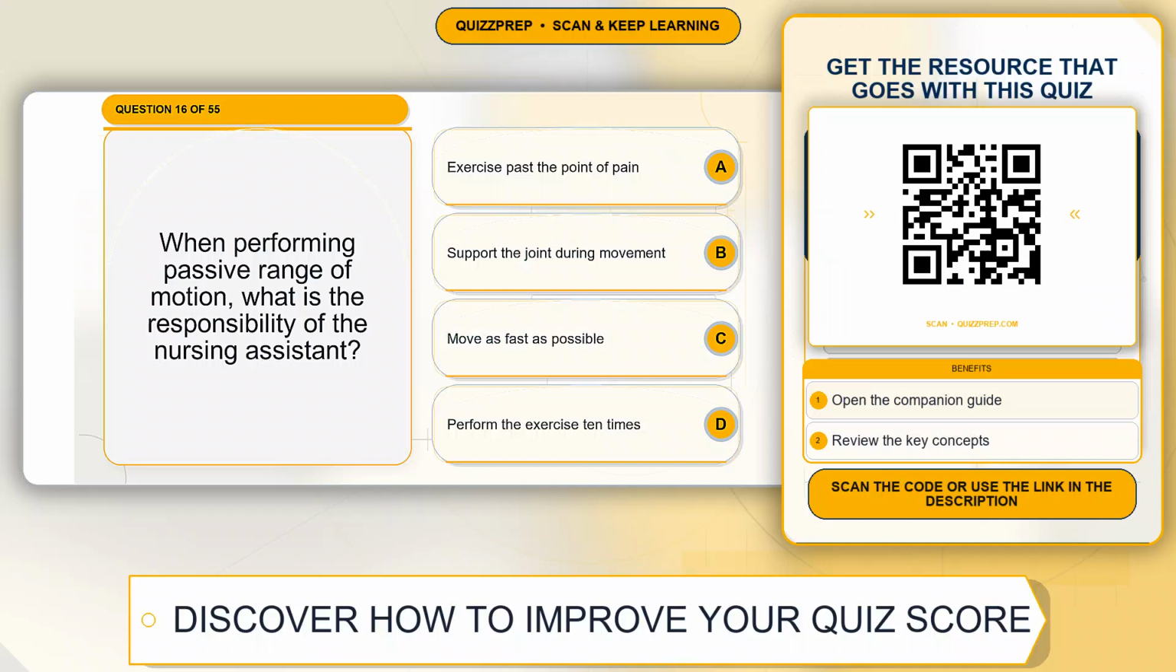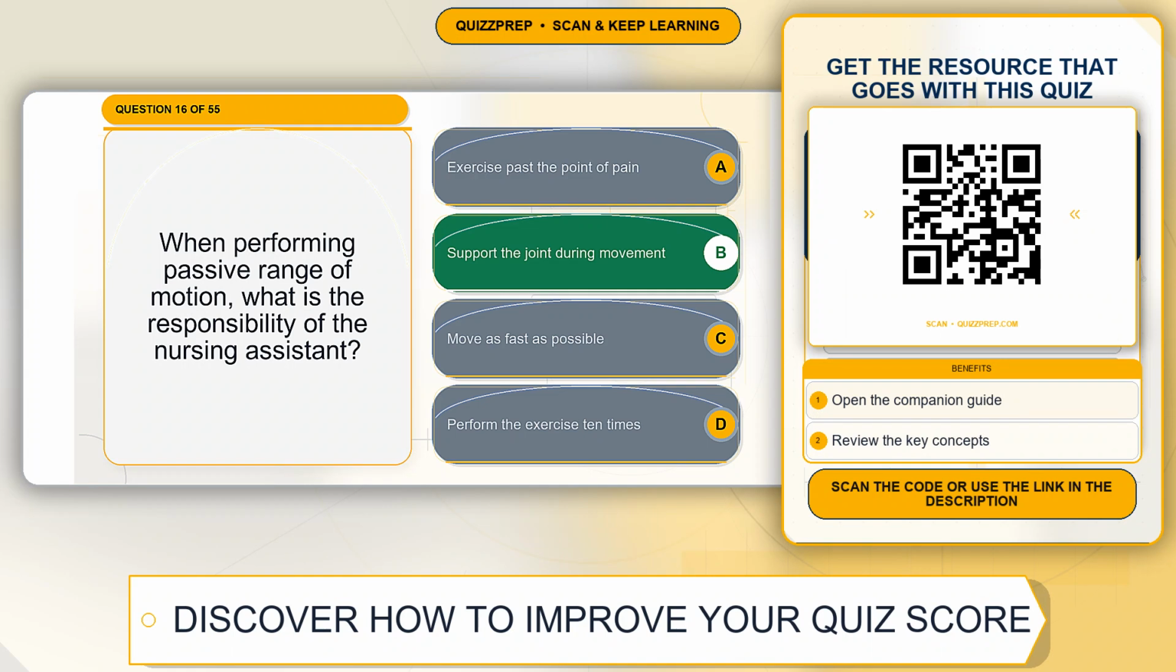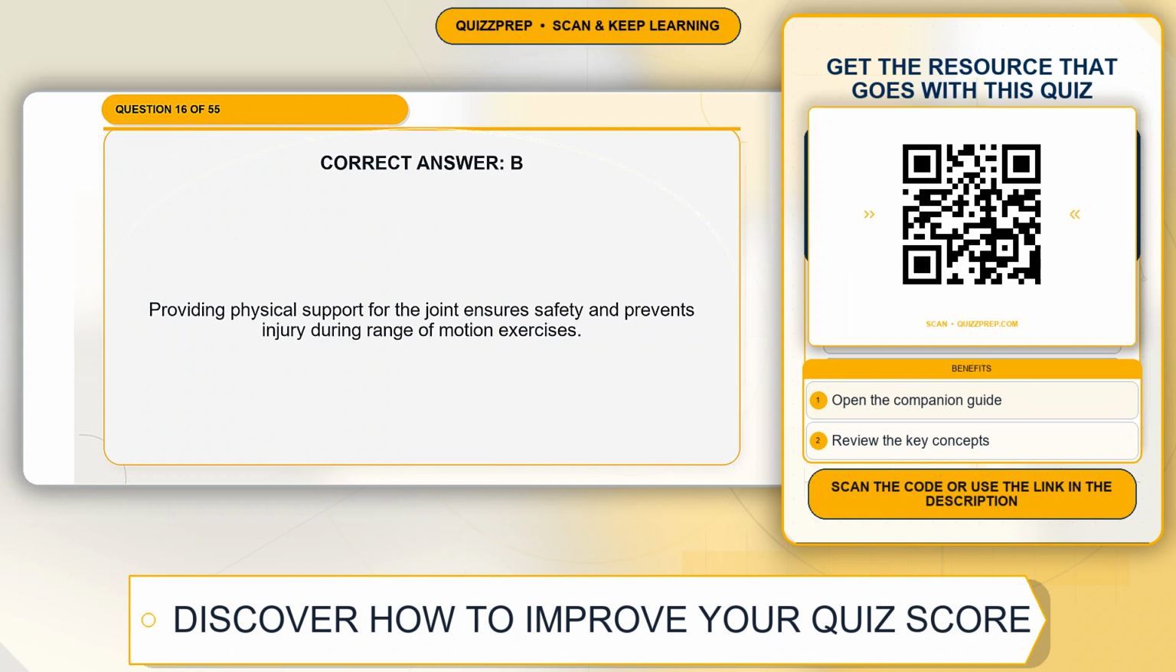Question 16. When performing passive range of motion, what is the responsibility of the nursing assistant? Option A, exercise past the point of pain. Option B, support the joint during movement. Option C, move as fast as possible. Option D, perform the exercise 10 times. The correct answer is option B, support the joint during movement. Explanation: providing physical support for the joint ensures safety and prevents injury during range of motion exercises.